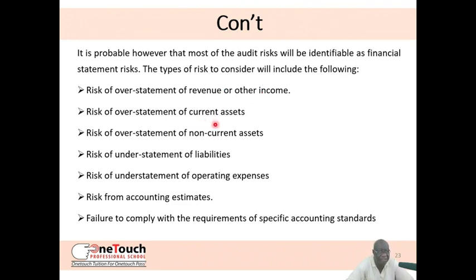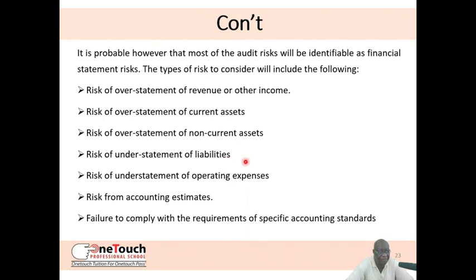Risk of overstatement of current assets. You overstate the current assets. It will also blow out the financial statement into a different thing. That means, risk of overstatement of current assets. Current assets are assets that do not go out. We don't depreciate them. So if you overstate the current assets instead of non-current assets, you see that the depreciation will be very small and it will affect the financial statement. The risk of overstatement of non-current assets is the vice versa there.